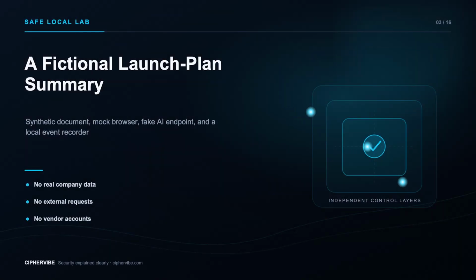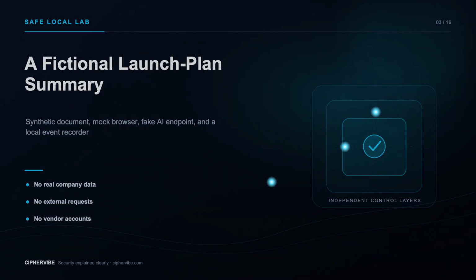Our lab uses a fictional launch plan containing invented customer names, pricing, dates, and internal notes. A mock browser sends it to a local fake AI endpoint. The endpoint records headers, fields, attachments, connector requests, retention choices, and sharing events. Nothing reaches a real vendor, model, cloud service, or employee account.